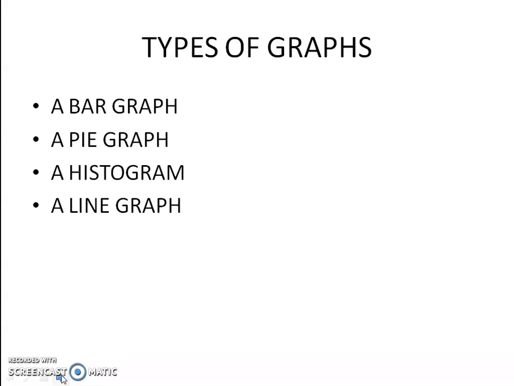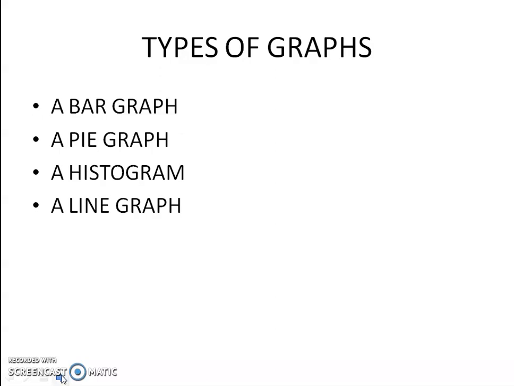Here are the different types of graphs: a bar graph, a pie graph, a histogram, a line graph. Students, you have learnt bar graph, double bar graph, pie graph and histogram. So in this chapter, we will be dealing with a line graph. So today's session will be just an introduction about bar graph, pie graph, histogram and a line graph. Let's see what is a bar graph.